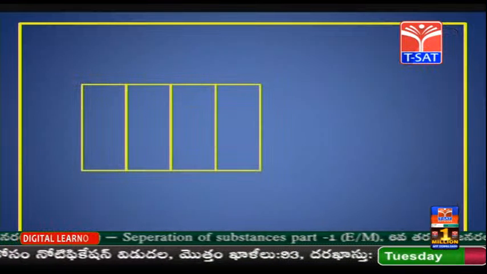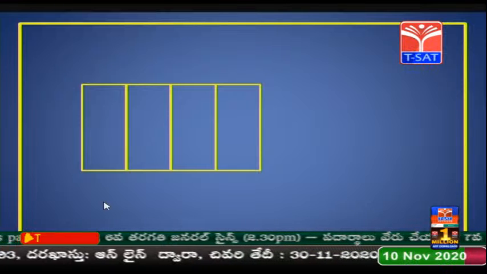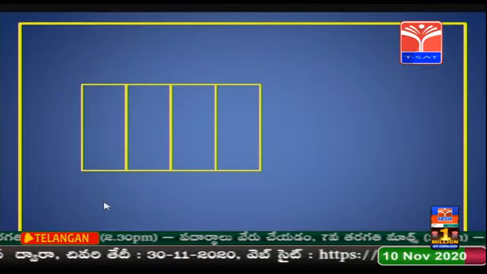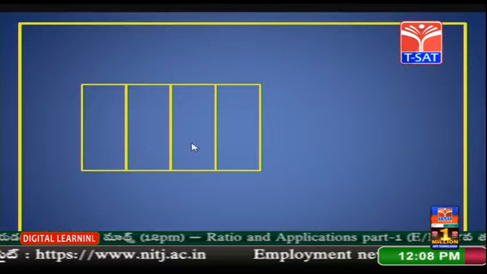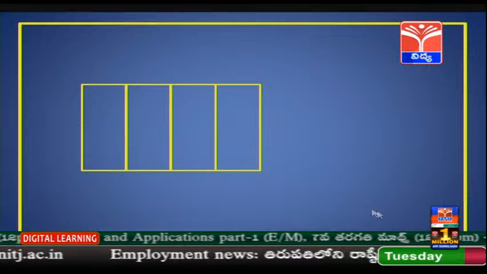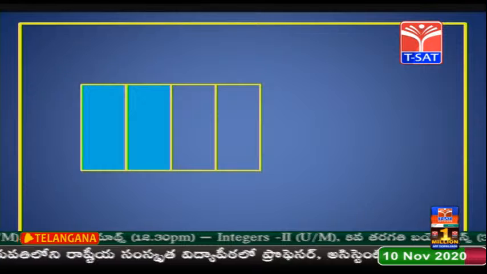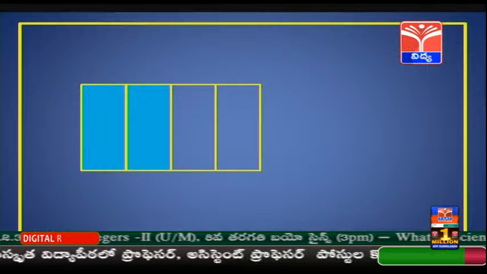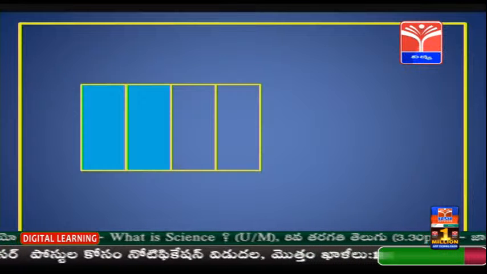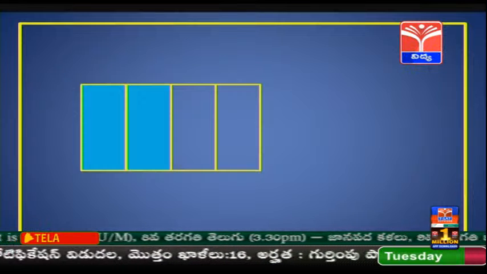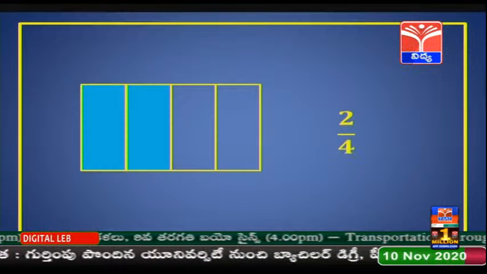Now, look at this figure shown on your screen. It is a rectangle, right? It is divided into 4 equal parts. You can see this is the first one, second part, third part, and the fourth part. Now, what do you notice? Yes, 2 of the parts are filled with color. Children, can you tell me what is the fractional form of this? Yes, we represent this as 2 by 4.